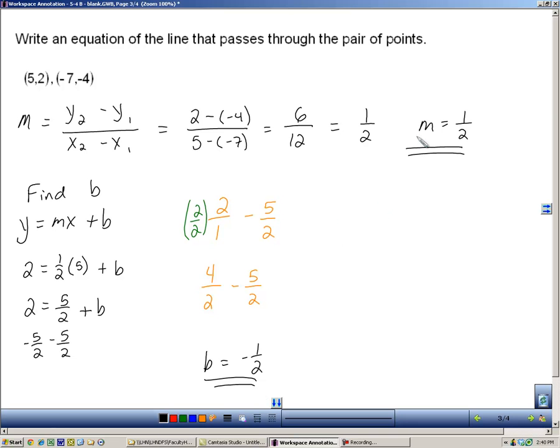So now I know my m and my b. Plug those into the slope-intercept form. Y equals 1/2 x minus 1/2.